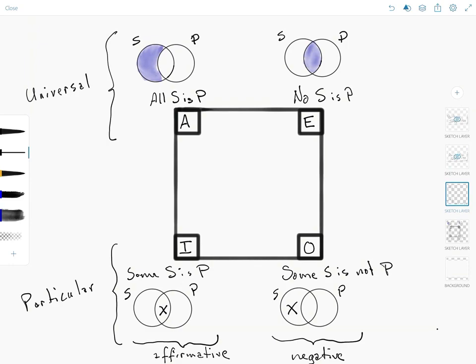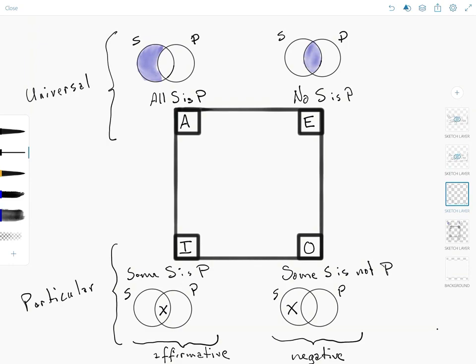In other words, the things we're talking about have to exist. Similarly, for no S is P, the claim is not just that no S is P. The claim also implies that there have to be P's and S's in order for us to make the claim no S is P. So how do we represent that on this diagram?